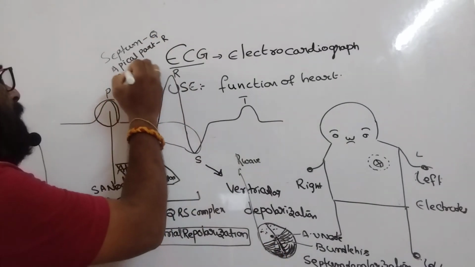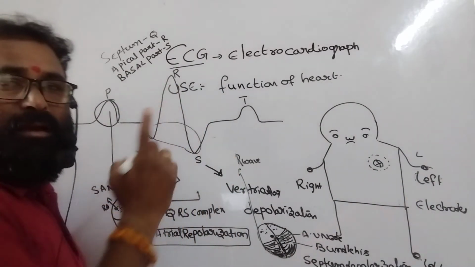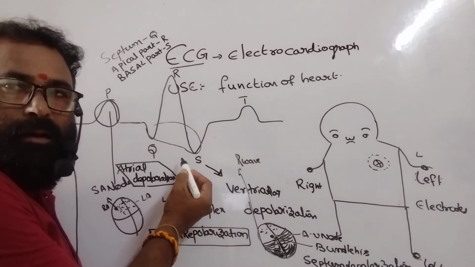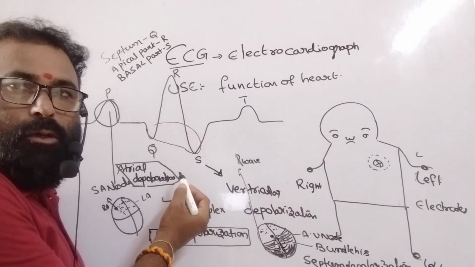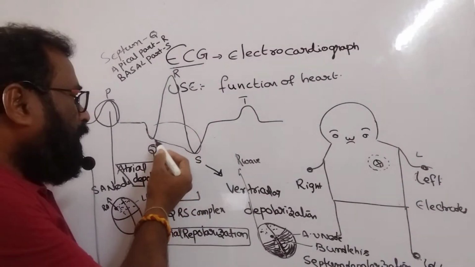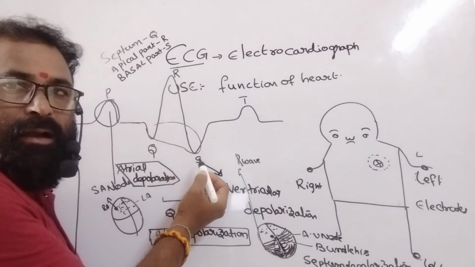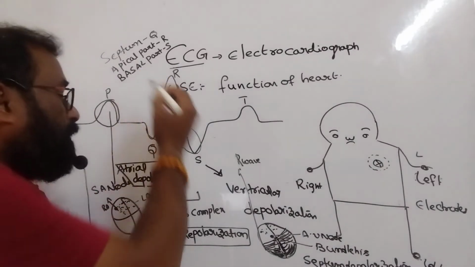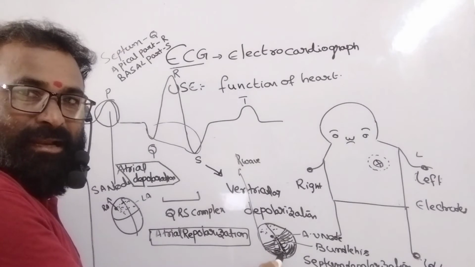Later, the basal part depolarizes. So here again I am saying, the QRS complex shows total ventricular depolarization. In ventricular depolarization, three waves are there: Q wave, R wave and S wave. The Q wave is where the septum gets depolarized. Septum, that is the interventricular septum.